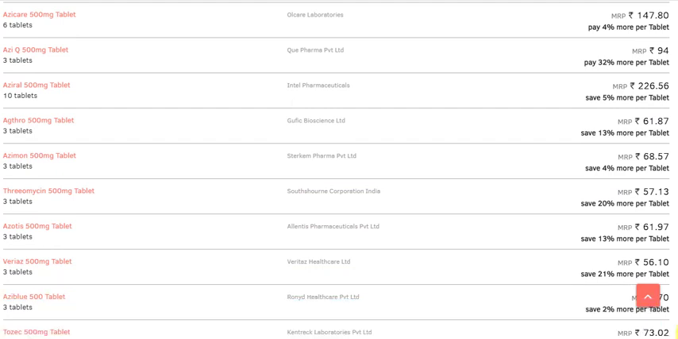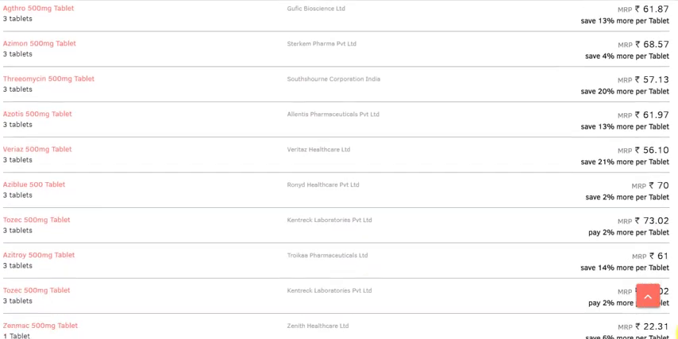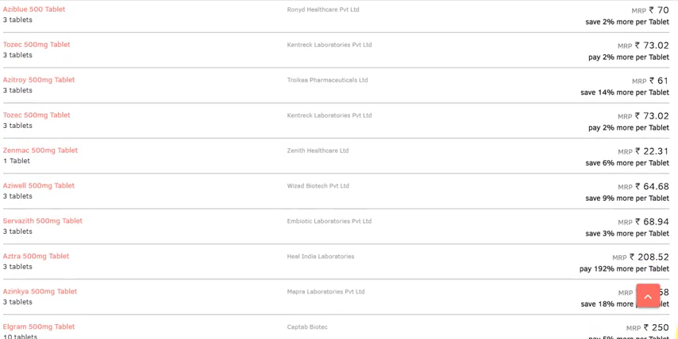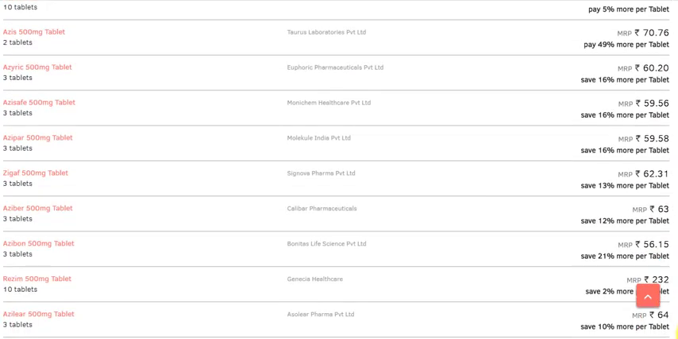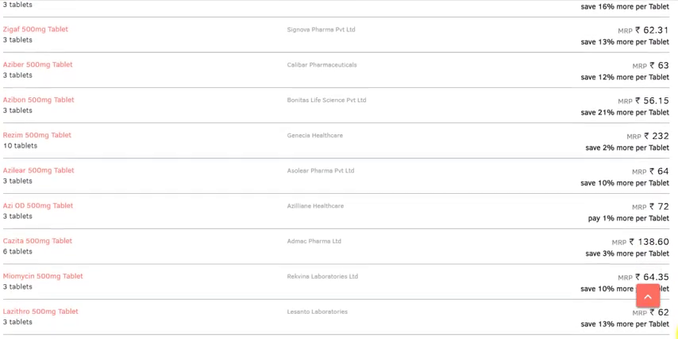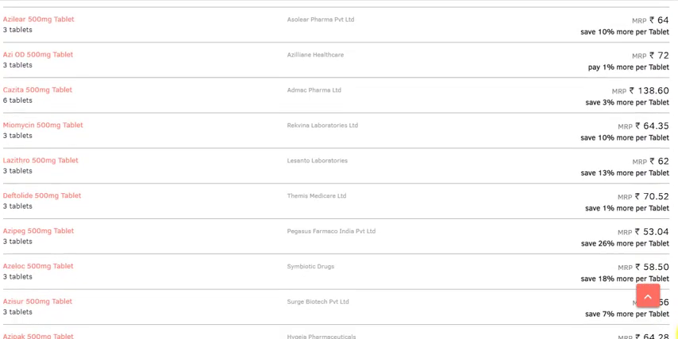Side effects of azithromycin tablet. Most side effects do not require any medical attention and disappear as your body adjusts to the medicine. Consult your doctor if they persist or if you're worried about them. Common side effects of azithromycin: vomiting, nausea, abdominal pain, diarrhea.